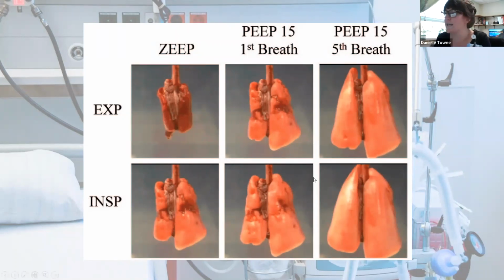Okay, so you can see here in this example, this is no PEEP on inspiration. You can see the lungs puff up a little bit, but then on expiration, they totally flatten and crumple again. And then puff up a little at inspiration, totally flatten and crumple again.